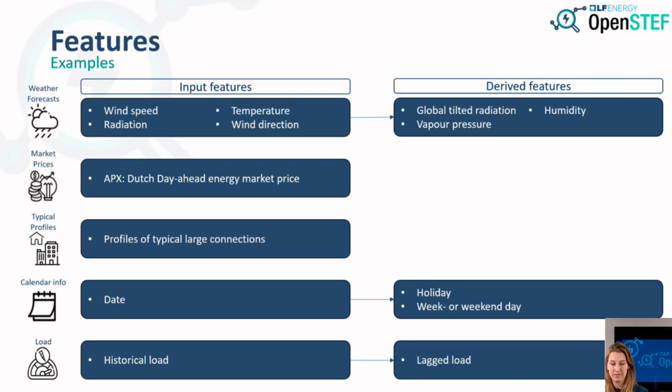And I already saw a question in the chat about what the lagged load means. It means what the load was at an earlier moment. So for example, if you predict the load somewhere in the future, the lagged load feature could be what was the load 7 days ago, or 1 day ago, or even 15 minutes ago, depending on how far you want to predict in the future, as you usually see that the load is quite a repeating pattern.